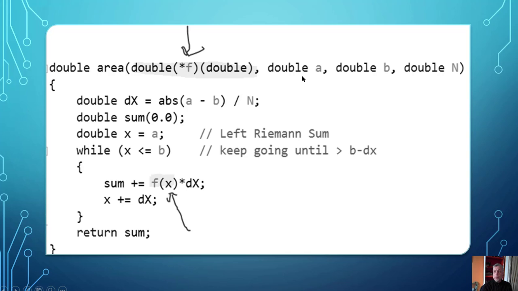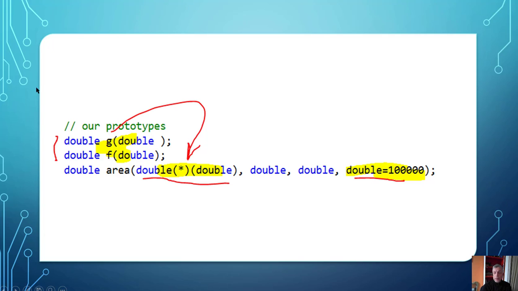And then I have three other parameters: a, the starting point, b, the ending point, and how many intervals to slice this up into. And the whole thing has a beginning and an end, and it's nicely wrapped in a function I called area. You could have called it integral. Well, here will be our prototypes, our functions f and g, and our function area. Notice how messy this looks. Double, star, double. Not very clean looking. And I did something nice over here. I said, let's have a default of 100,000 intervals.